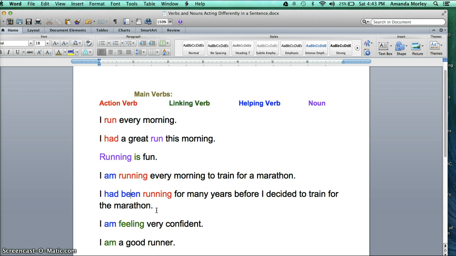Okay? Running is still the activity I'm doing, but sometimes now I have two helping verbs. So thinking about this, this is past tense. This is something, well, it's not just past tense, but we'll get into that. It's telling us that it has been going on for a long time. Okay, a long time this has been occurring.